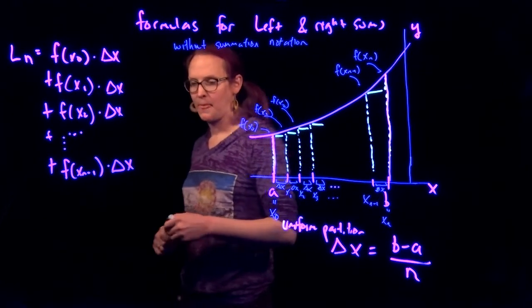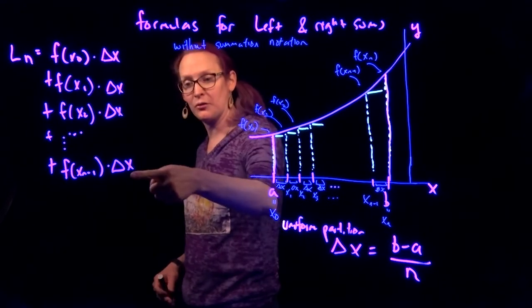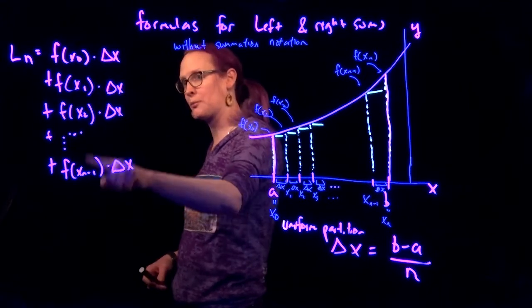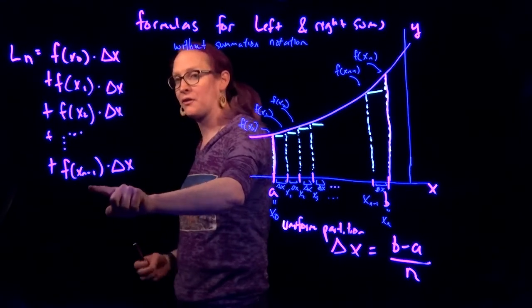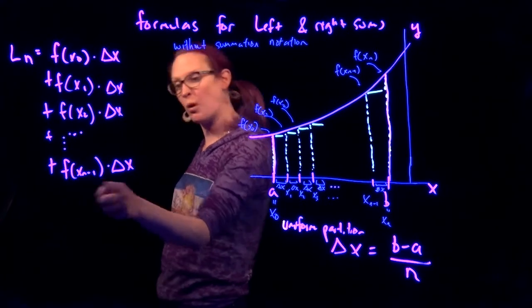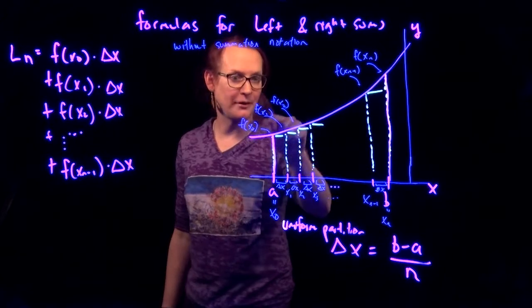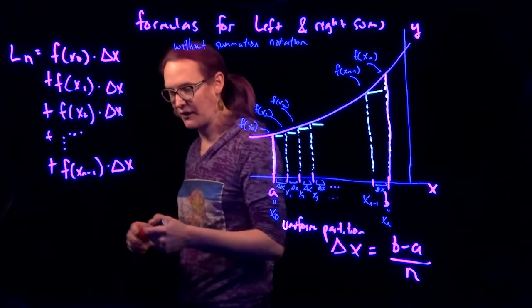So I have n total terms right here. I better not have n plus 1 total terms. I have n total terms going from 0 to n minus 1. A common error when doing these kinds of calculations is to accidentally include one more. And so remember, we're always going to drop either the left or the right when we do this process.